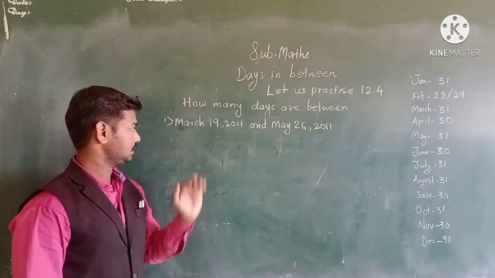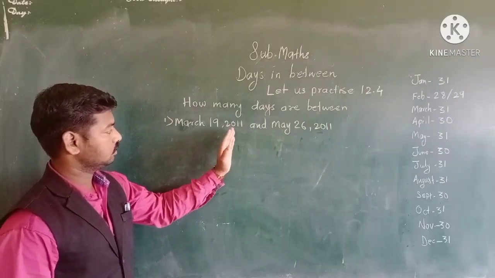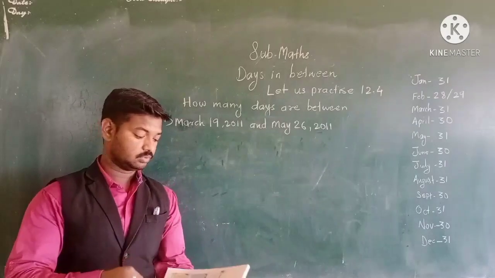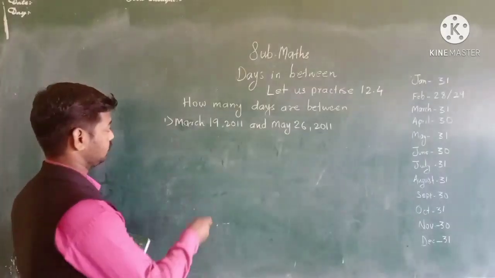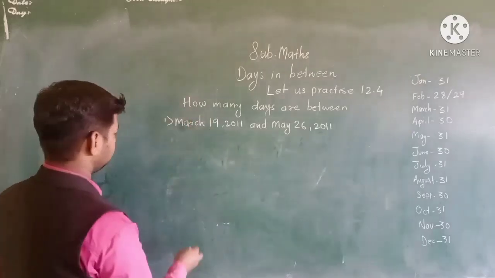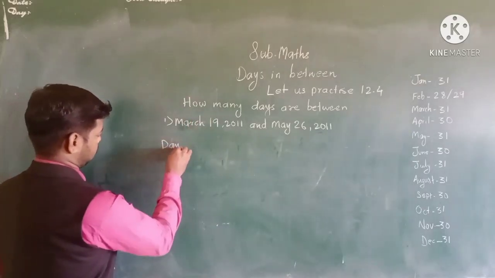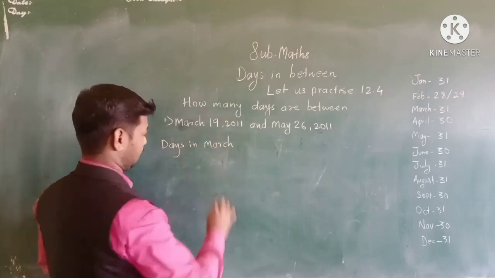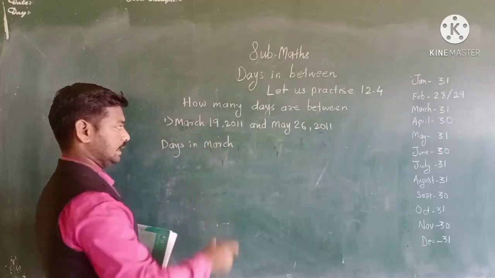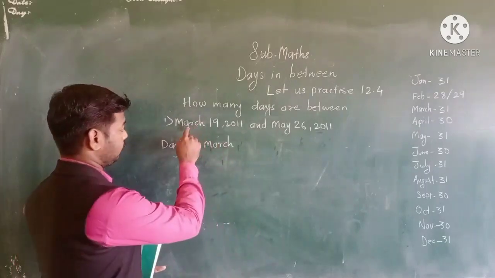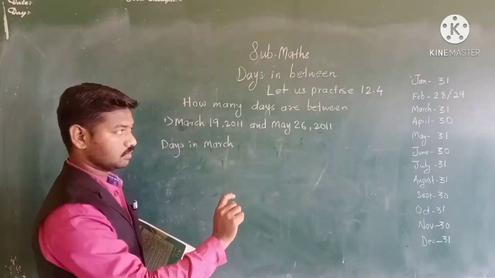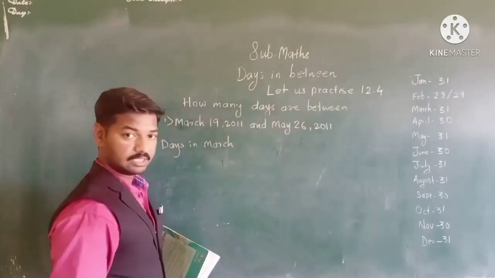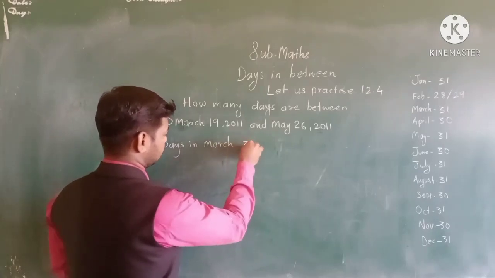So first, it is here: March 19, 2011 and May 26, 2011. The first date is given here. First you write days in March. As we know, whatever the first date is, in that month we first write how many total days are there. So in March, total 31 days are there. So first we write the 31.